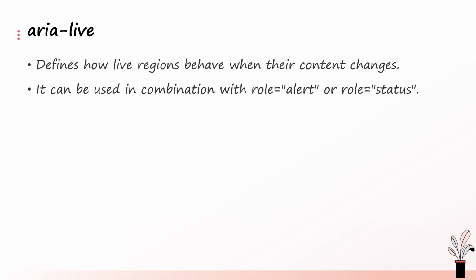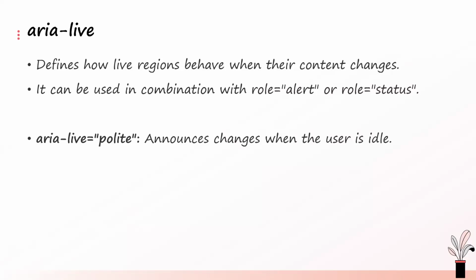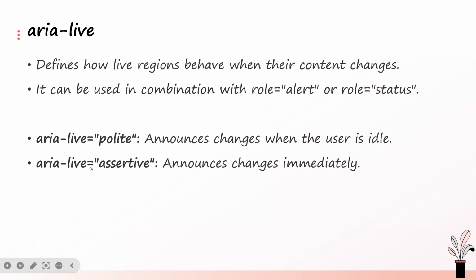Then you can now add aria-live. It can be used in combination with role alert or status. So you can now say aria-live polite, which announces changes when the user is idle. aria-live assertive announces changes immediately. Okay, so when you have anything that changes immediately, it should be aria-live assertive and role alert. But when you have something that changes when the user is idle, it could be something like status, just like whether the user is online or something, that can be status and it can be polite. Okay, so this is how we use this.